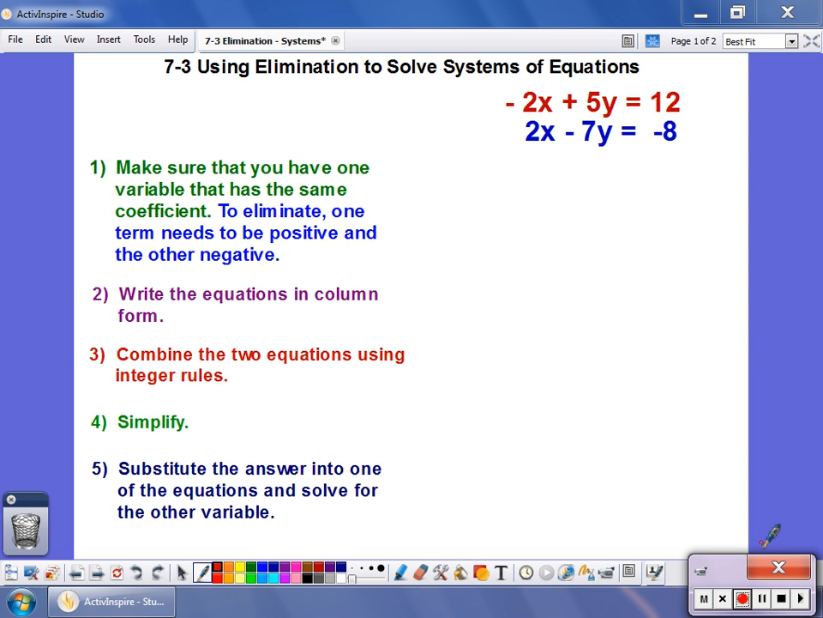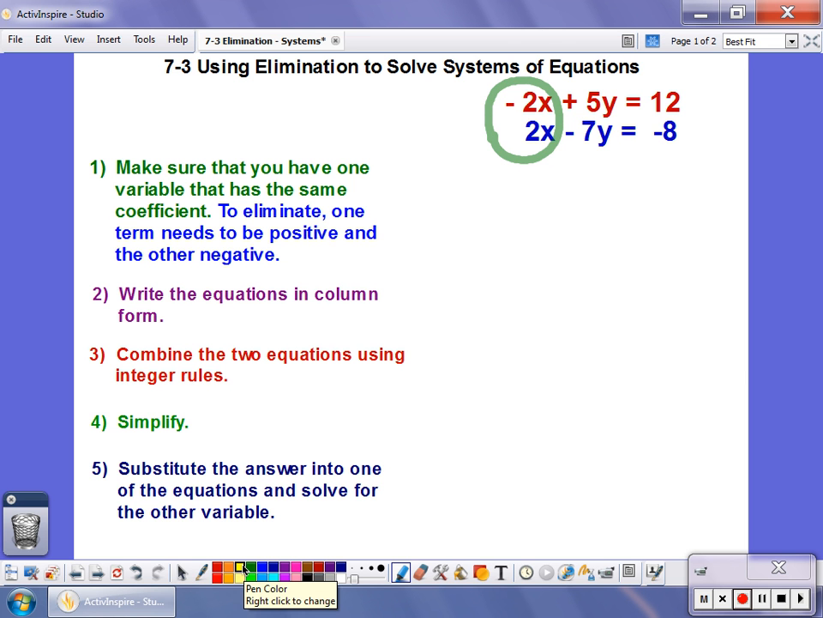When you try to solve a system of equations using elimination, the idea is to eliminate one of your variables. If we look at this problem, in order to use elimination, we need to have one variable that has the exact same coefficient, and in addition to that, one of those variables needs to be positive and the other needs to be negative. What's going to happen when we use elimination is we're going to take these two equations and we're going to combine them together.